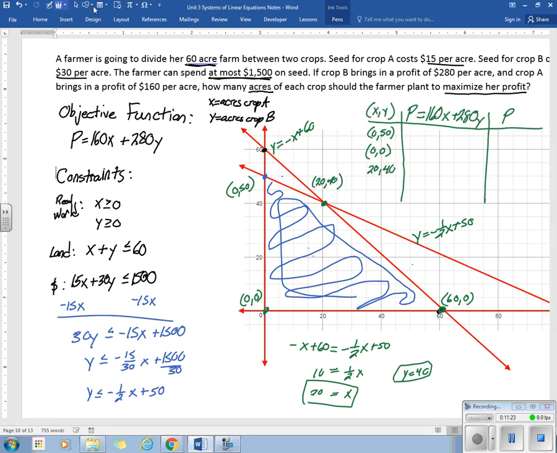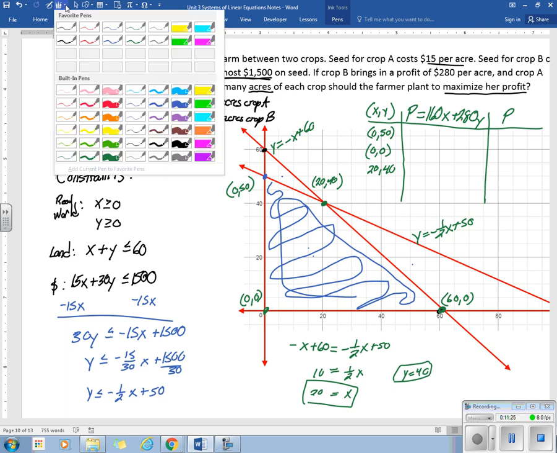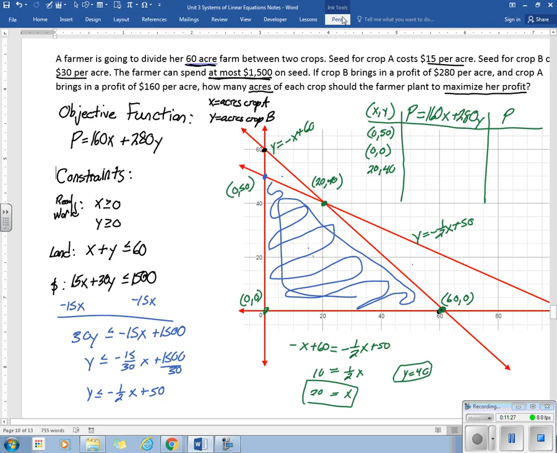All right, we got 20 comma 40 there. I took some time to just move some things over there. Sorry about the pause. But we do have 20, 40 as a feasible point on the vertex here, and then 60, 0.